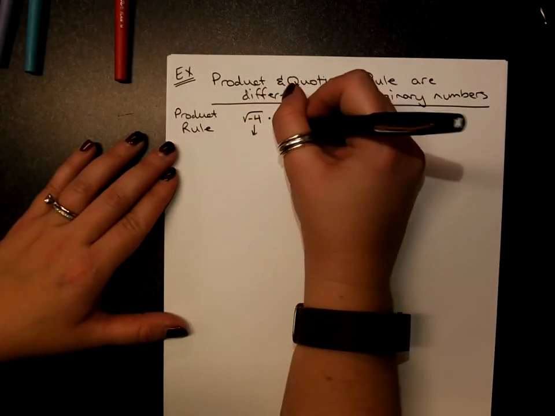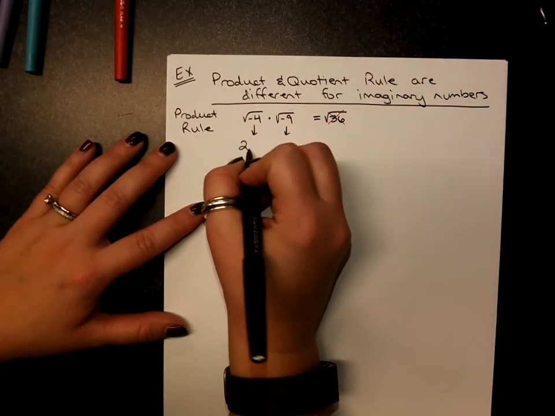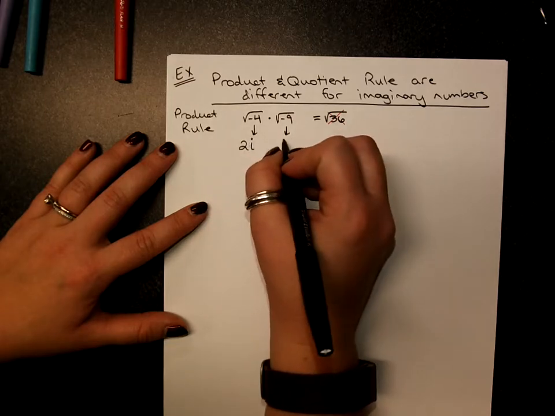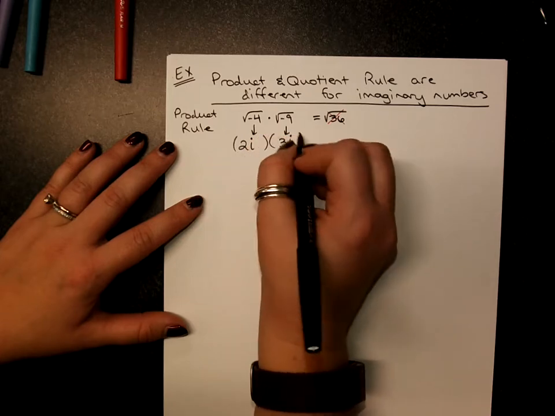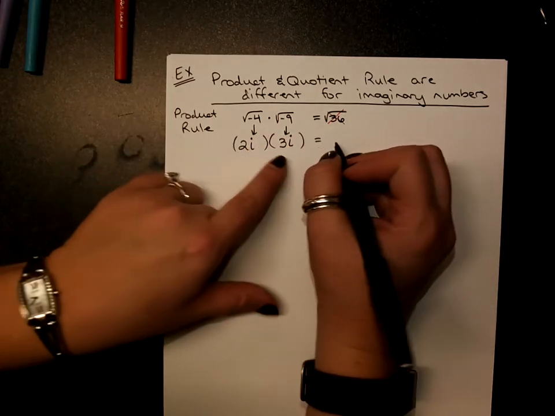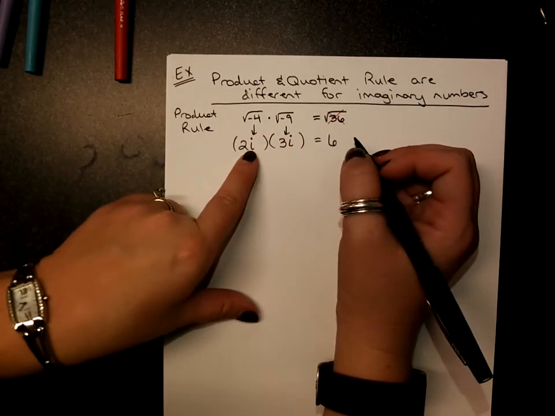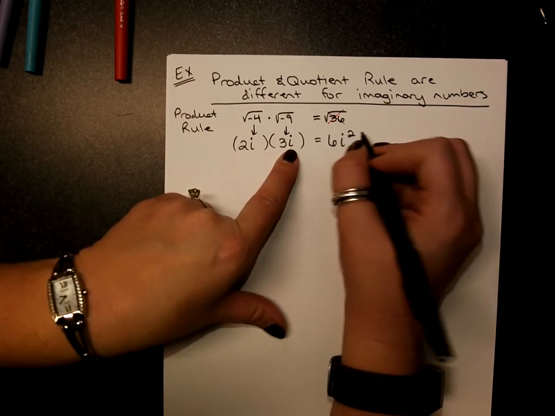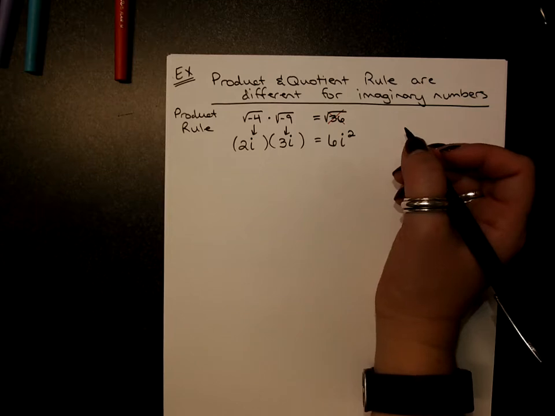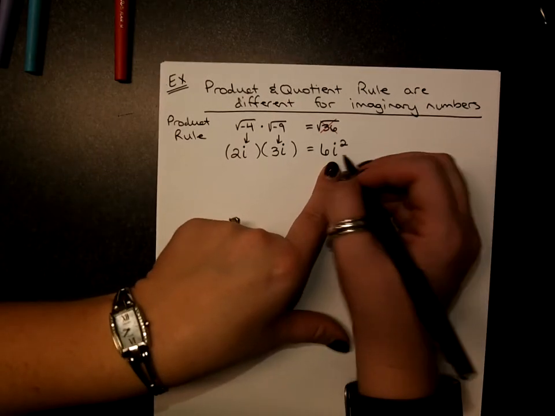Instead, you break down each one of these separately. This becomes 2i, this becomes 3i, and then you multiply those together. And 2 times 3 is 6. i times i is just like x. It becomes i squared. And so I want to talk about i squared for a minute.